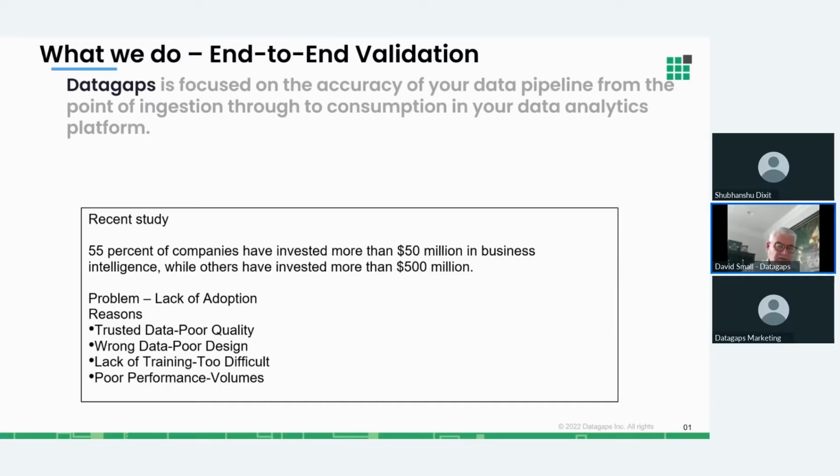Either the number one or two cause has to do with lack of adoption, because people haven't adopted that. And the number one reason for that is that people don't trust the data. They've been burnt in the past because of bad data quality, and so they don't trust the data. They also see that sometimes it has to do with poor performance, and then also getting the wrong data when they're running their data analytics platform. So we focus on those problems and help organizations reap more reward out of their expenditures in business intelligence.